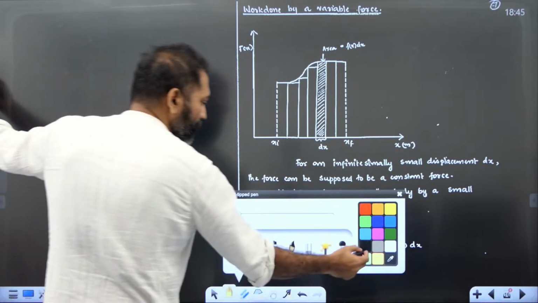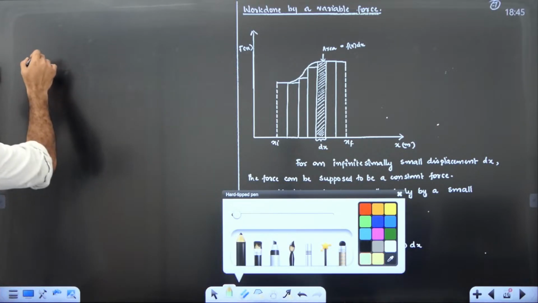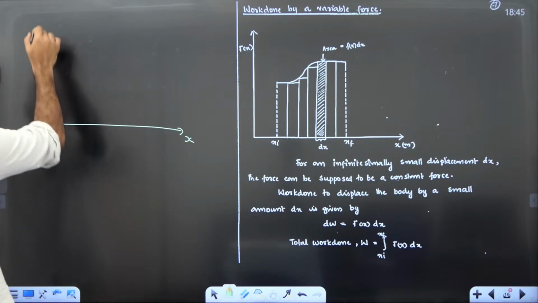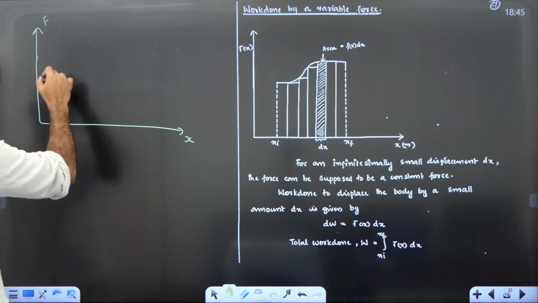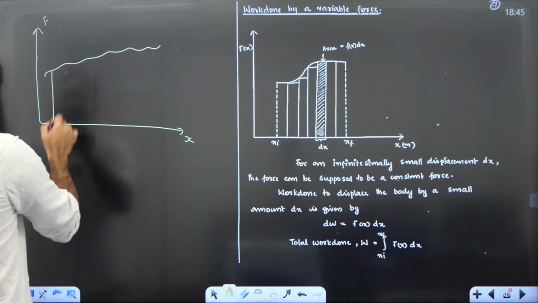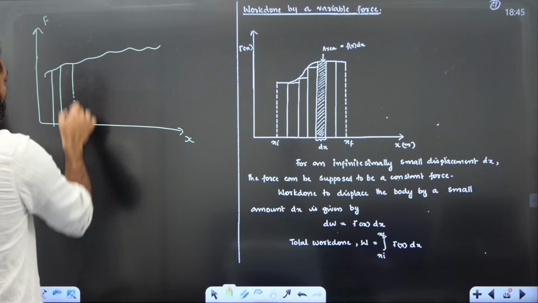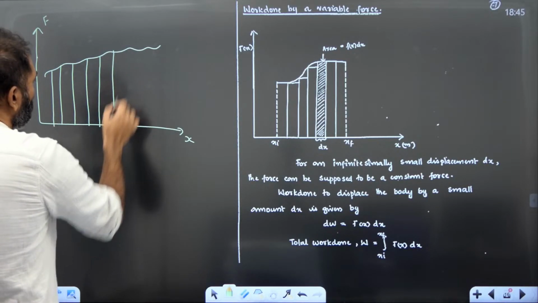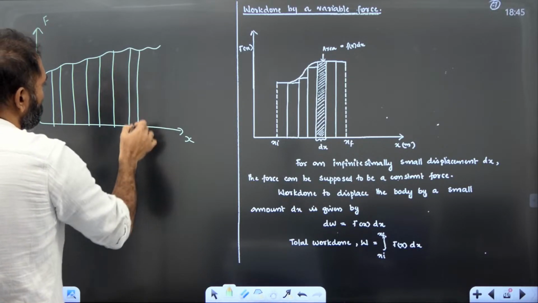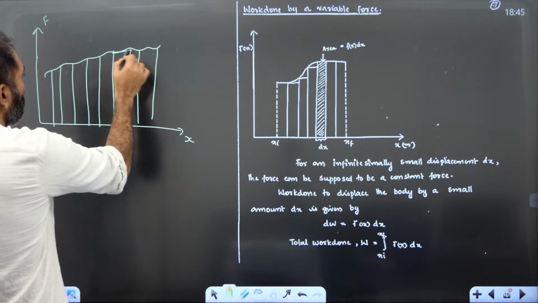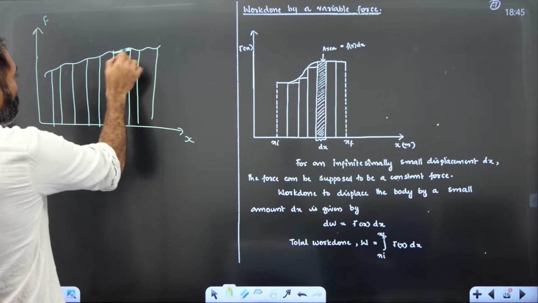Here, displacement is x, and force is F. See, I am dividing the whole displacement into small intervals, and in a very small interval I can almost consider this force as a constant.